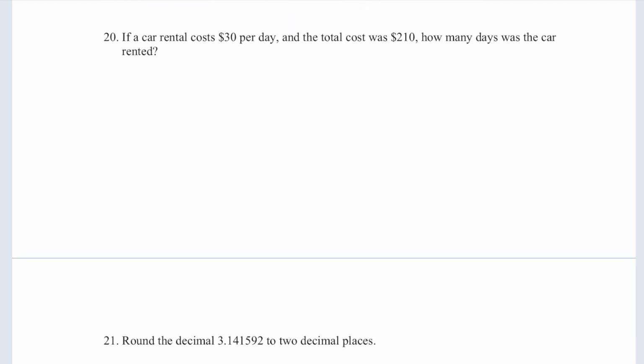If a car rental costs $30 a day and the total cost was $210, how many days was the car rented? So we have a total cost of $210, and we want to divide this by $30 because it's $30 per day, and we want to figure out how many days. So just remember, again, you have a calculator, but if we were going to do this in our head, we can cancel out the zeros. 3 goes into 21 7 times. So the answer is 7 days.